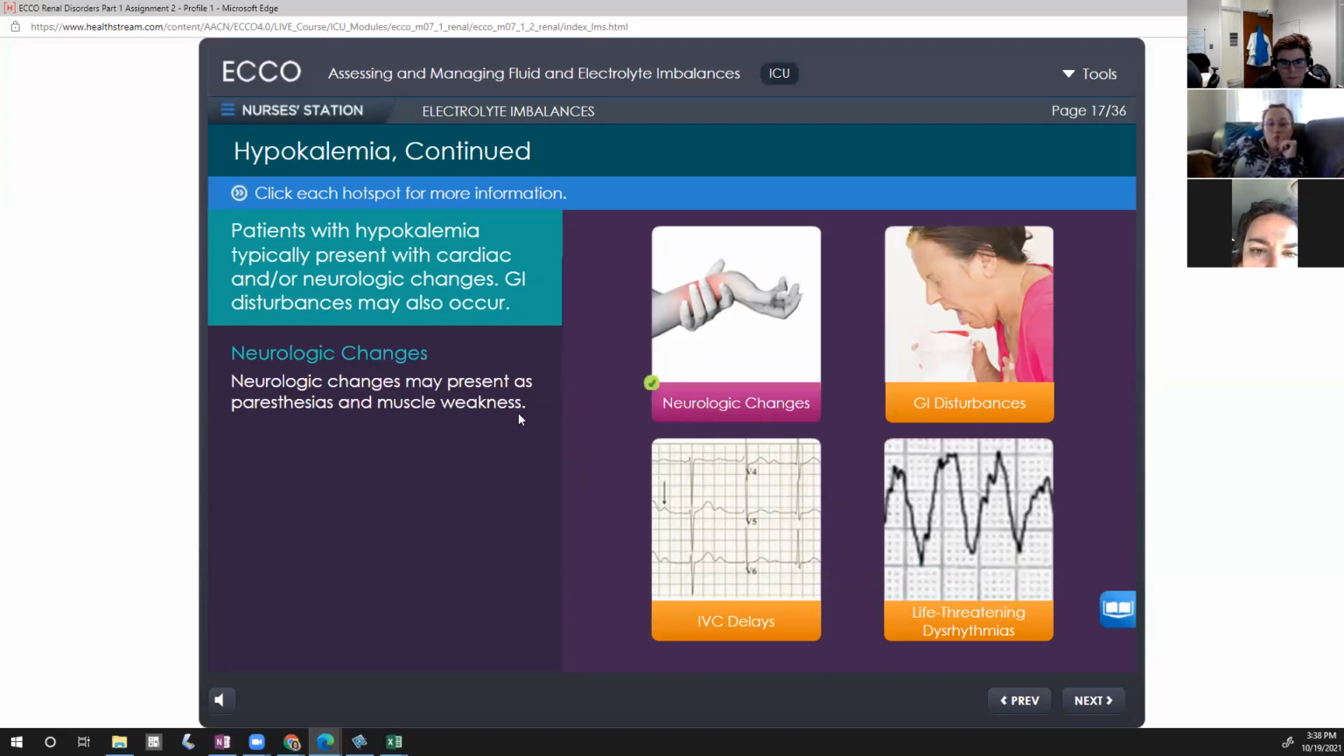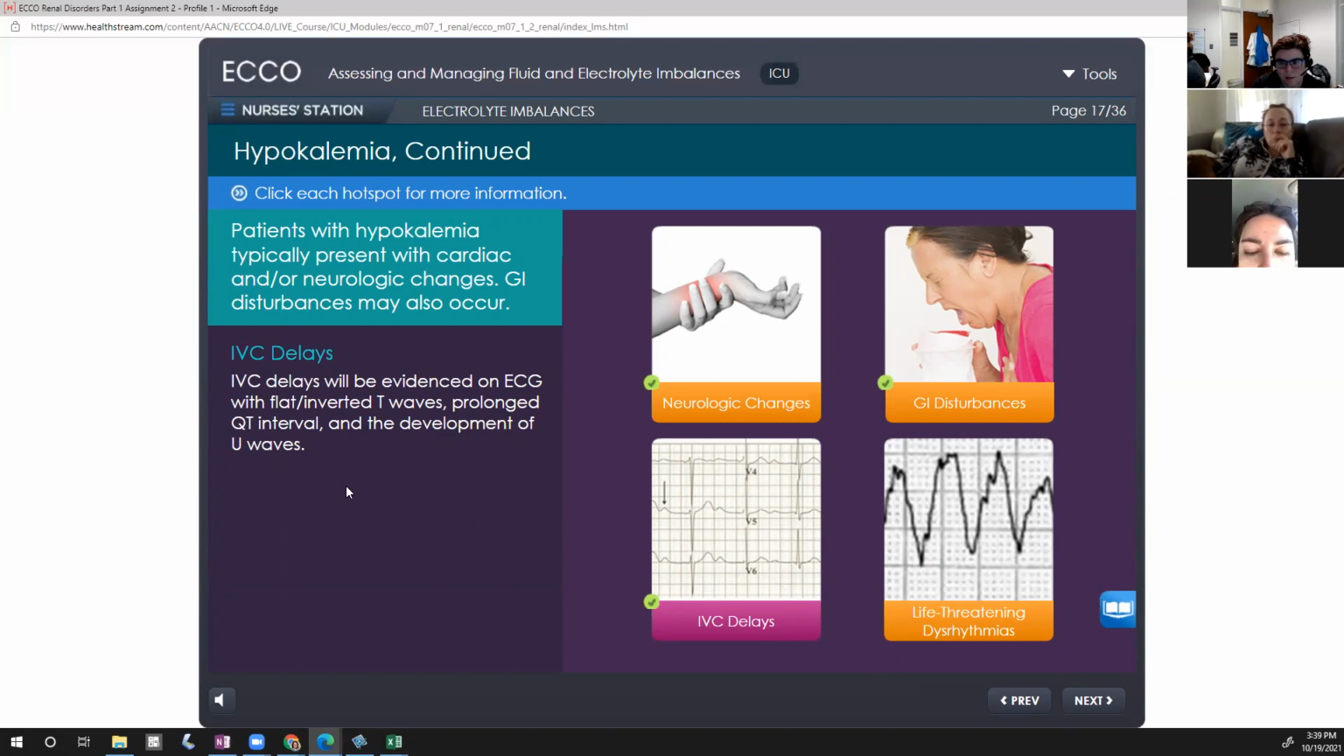so neuro changes, paresthesia and muscle weakness, because again, K for conduction issues, GI. So here you're going to see flat or inverted T wave. So you'd see a flipped T. You can see here the T wave looks really low, and then a prolonged QT. So again, if you've got a patient who's already got a risk for long QT syndrome, you want to monitor super closely for hypokalemia, and then your life-threatening dysrhythmias.